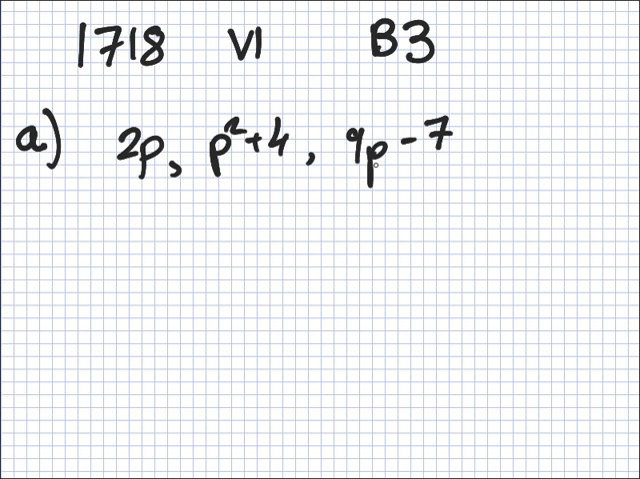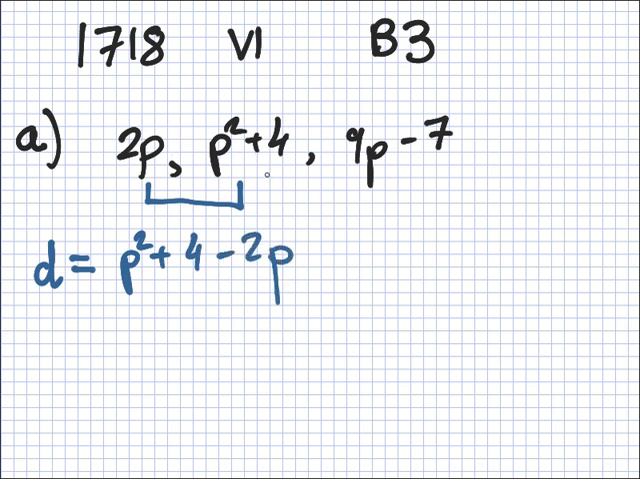They have a common difference. And what exactly is a common difference? It's the difference between each of the neighbours. So, if you look at the first two, what would you say the common difference is? How would you work it out? P squared plus 4 minus 2p. It's the second minus the first.